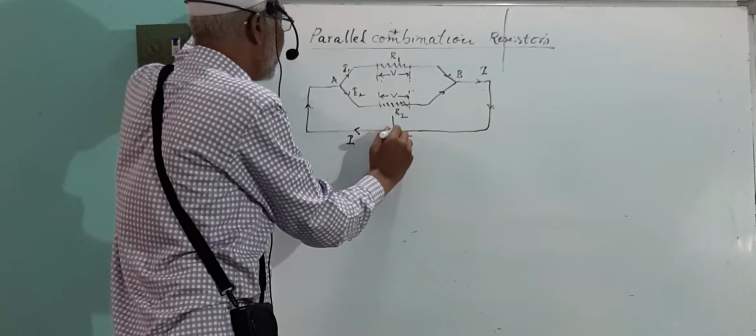So as I said, when we say that these two resistors are connected in parallel, that is, two or more resistors are said to be connected in parallel if they are connected between two given points. You see, A and B are the two given points. These two ends of all the resistors are connected between two given points. This is nothing but the parallel combination of resistors.